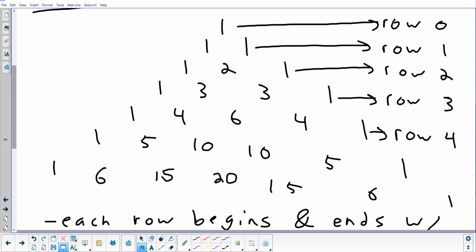Each row begins and ends with a 1. There's also symmetry in the triangle. So once you write the first half of the row, the second half is like a mirror image. 1, 4, 6, and then it's going to repeat 4, 1. 1, 5, 10, 10, 5, 1.